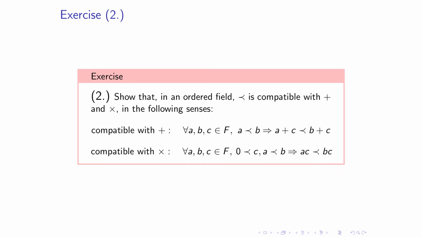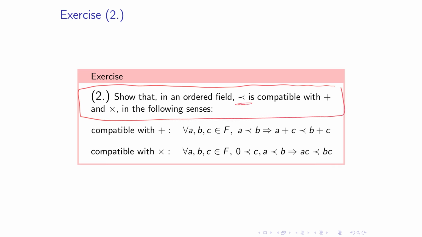Okay, moving on to the next exercise, let's recall what it was. We will show that in any ordered field, strict less than, or strict precedence, is compatible with plus and times. And here I have to tell you what that means, or I guess I shouldn't over-explain this because I've already explained it once before, but this is what compatibility means. And so we will prove that strict less than is compatible with these.